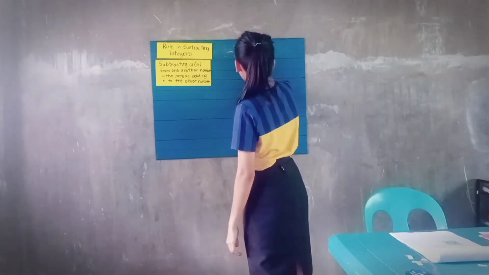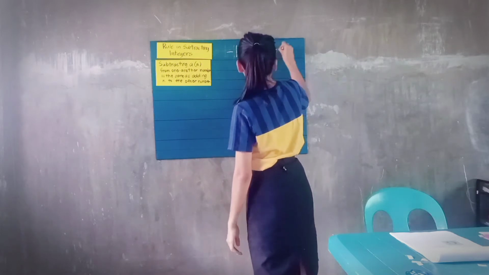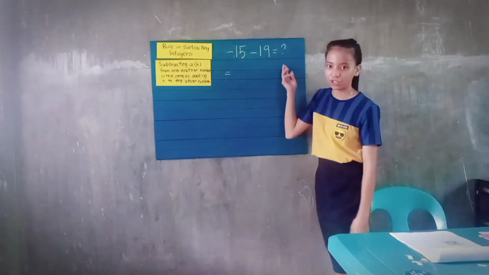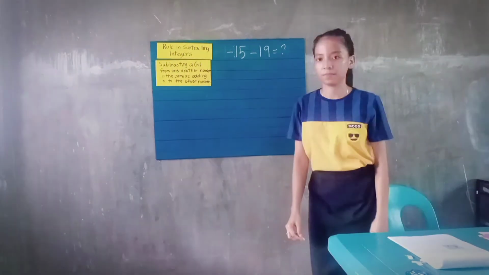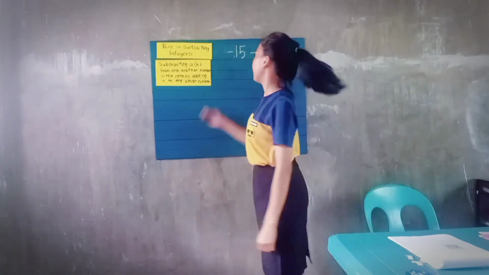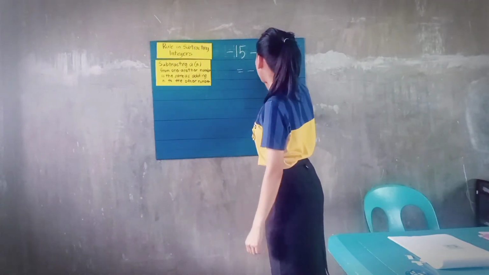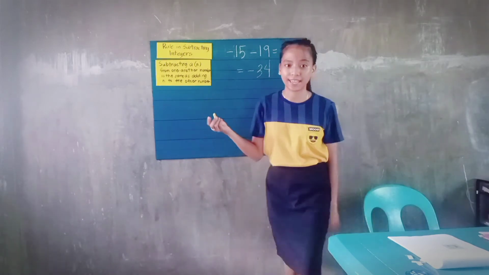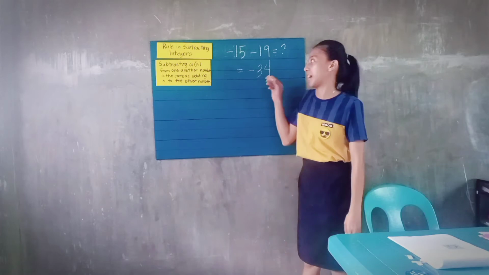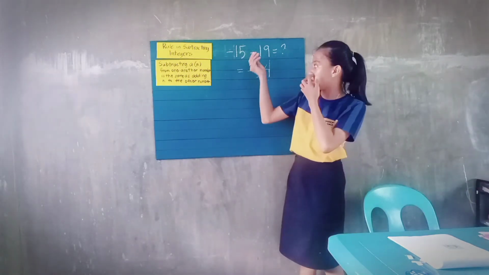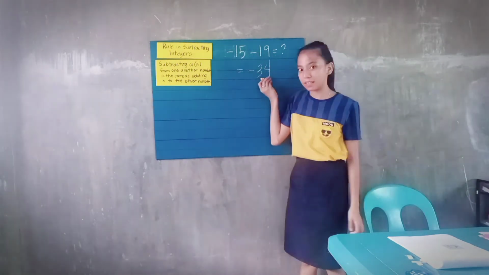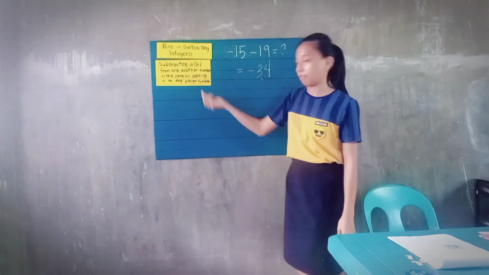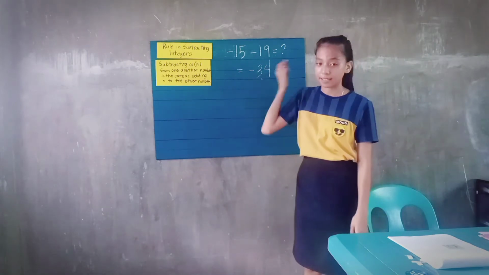Negative 15 minus negative 19. Who wants to give an answer in this equation? The answer will be negative 34. Very good. Why did you get the answer negative 34? It is subtraction, but why did you add? Because the rule says it is the same as adding.